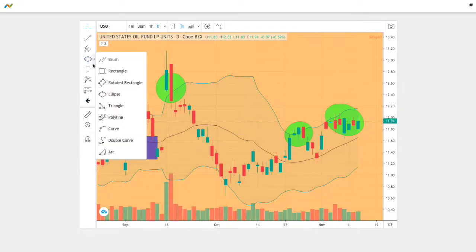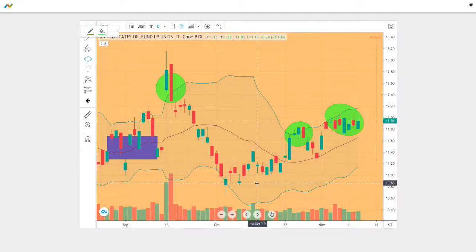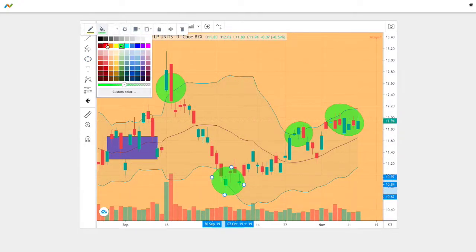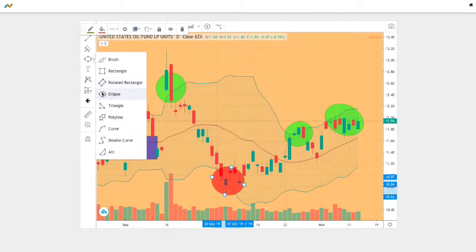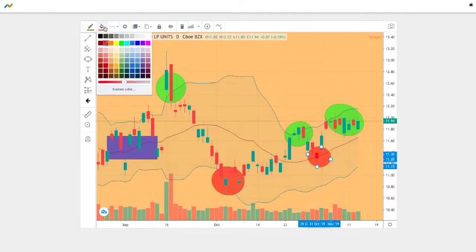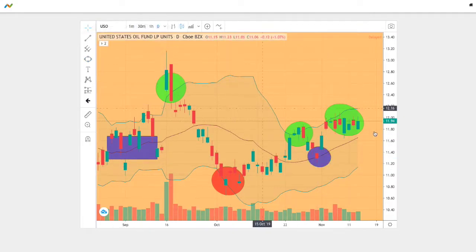And let's mark all the instances where it touches the bottom Bollinger Band. So we have one right in the middle of the trend. And next, we will mark where it touches the middle Bollinger Band, or reverts back to the mean. So we have that instance right there.